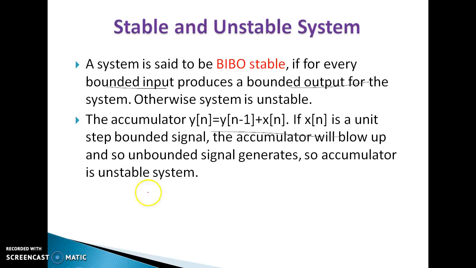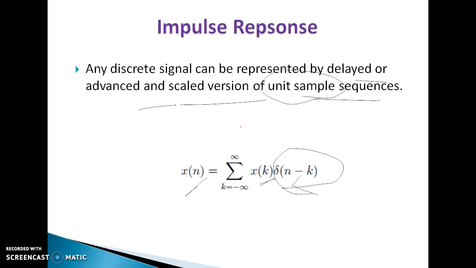The accumulator function y of n is equal to y of n minus 1, which is the previous output, plus x of n. This is basically unbounded. It produces an unbounded output for a bounded input. Let's see, if we take x of n as a unit step signal, the accumulator will blow up and generate an unbounded signal. So the accumulator is an unstable system.